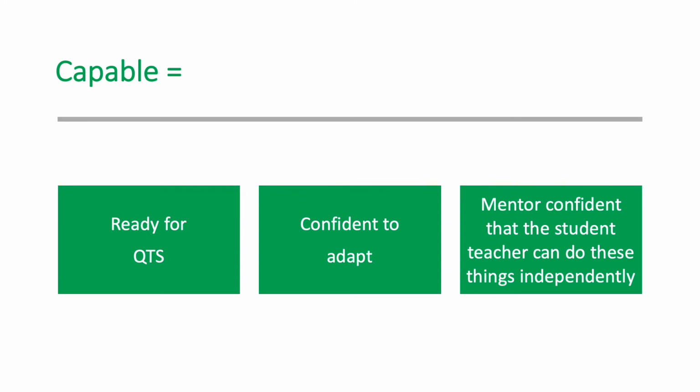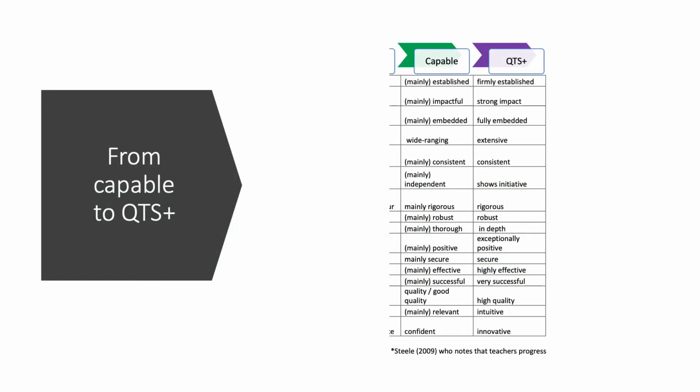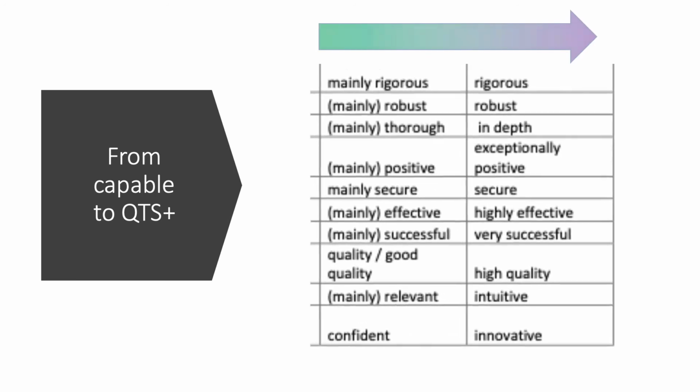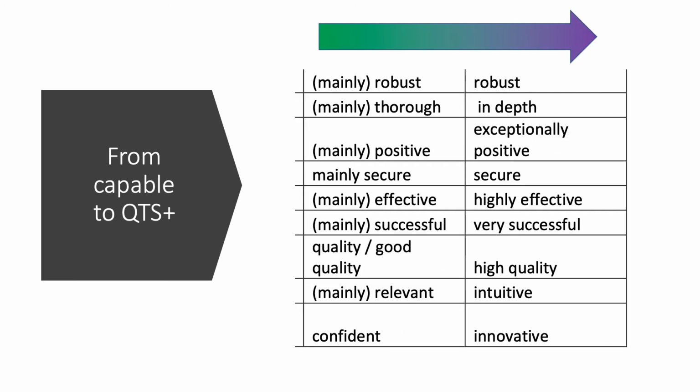So once we've established via the evidence that this particular student is capable, we then need to start to think about prescribing some targets to move them forward to QTS+. And this is again where the language of these key milestones in the student teacher's progression is really useful.